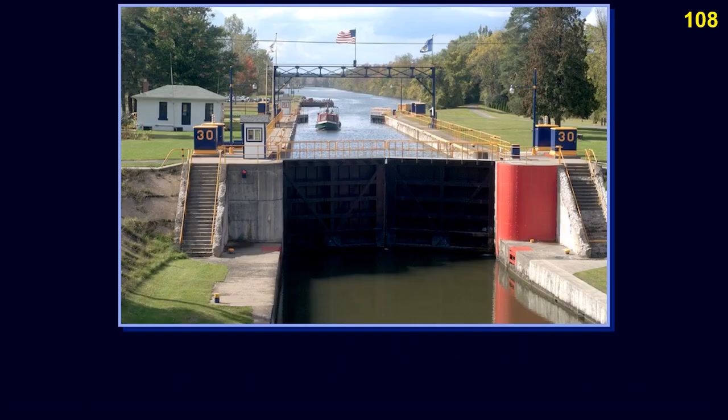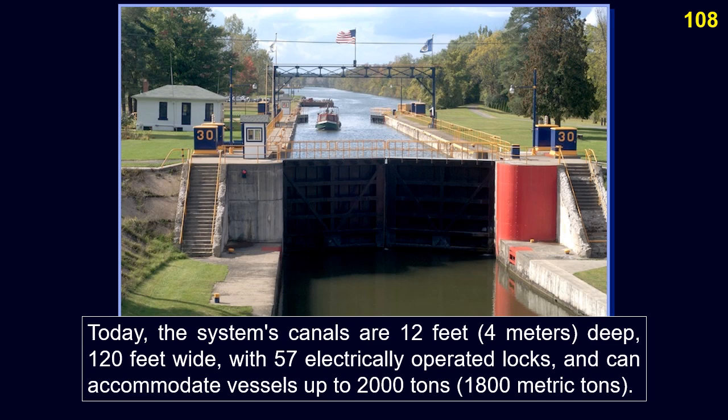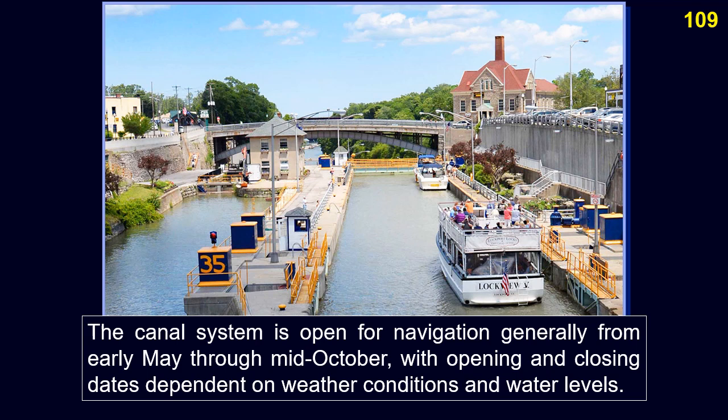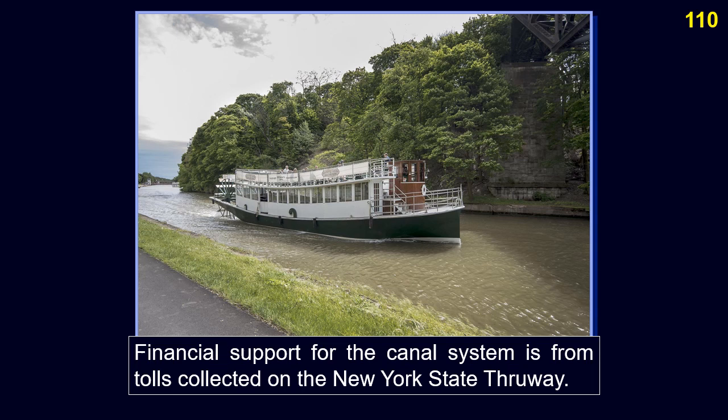Today, the system's canals are 12 feet (4 meters) deep, 120 feet wide, with 57 electrically operated locks, and can accommodate vessels up to 2,000 tons (1,800 metric tons). The canal system is open for navigation generally from early May through mid-October, with opening and closing dates dependent on weather conditions and water levels. Financial support for the canal system is from tolls collected on the New York State Thruway.